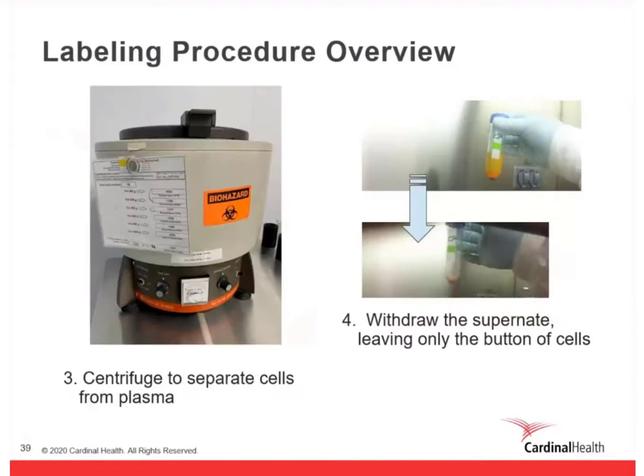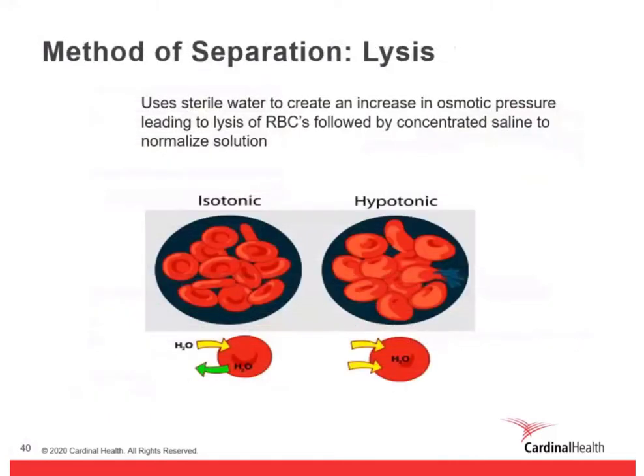So we're going to spin it to separate the cells from the plasma and withdraw the supernate. So we should have our button of cells. And you can see there in that bottom image, yep, we've got the button of cells. At this point, we need to separate out just the white blood cells from our impurities. This diagram shows a really good picture of what's going on. We're going to use the lysis method.